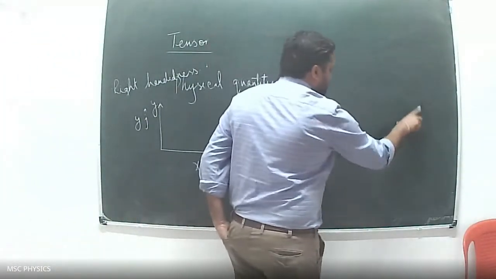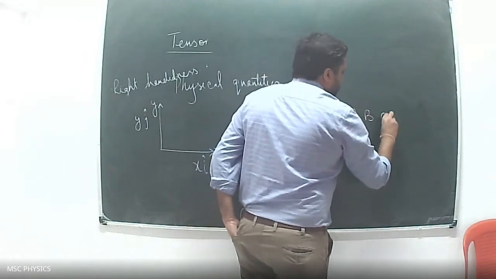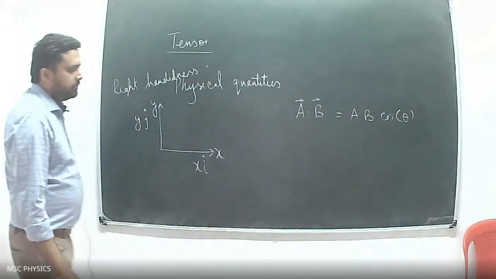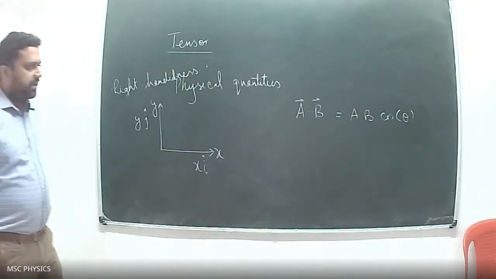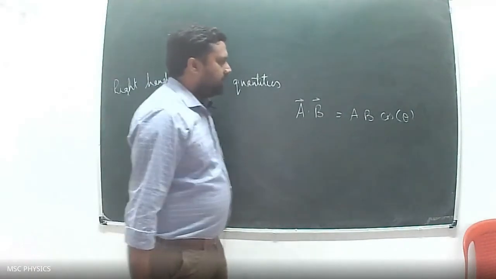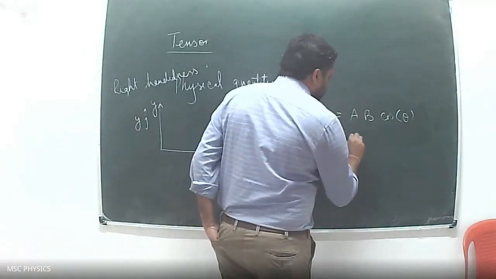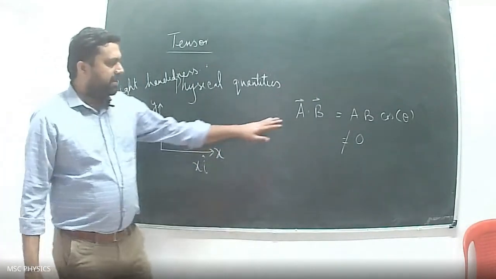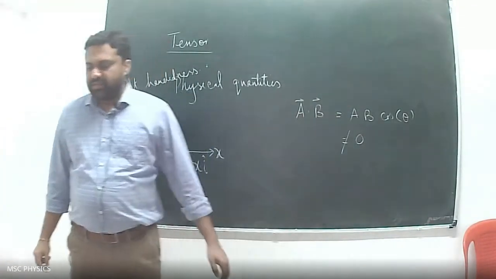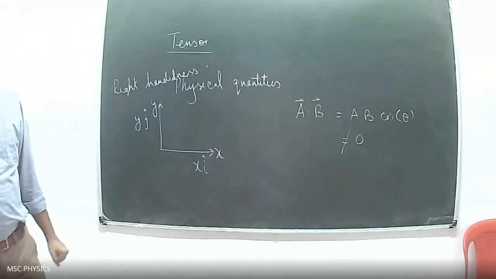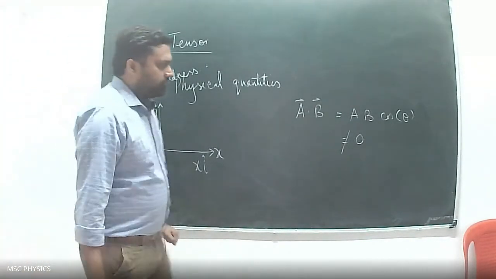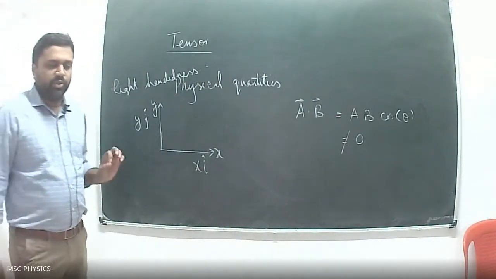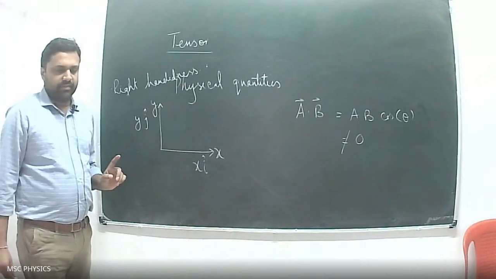So a dot b will be |a||b| times cos of the angle between the two. Let's say that is theta. If this is finite, so if this gives you some value which is not equal to 0, then the component of one vector can be written in terms of the components of the other vector. That I will tell you. So if the dot product is non-zero, then they are not mutually independent.